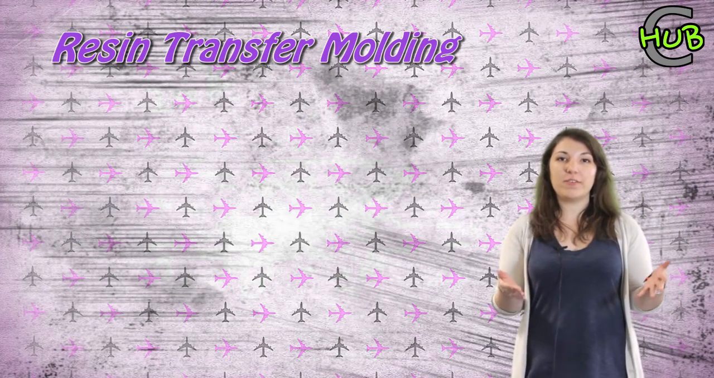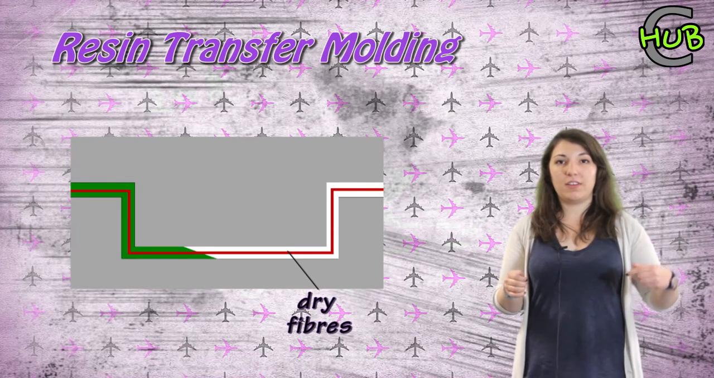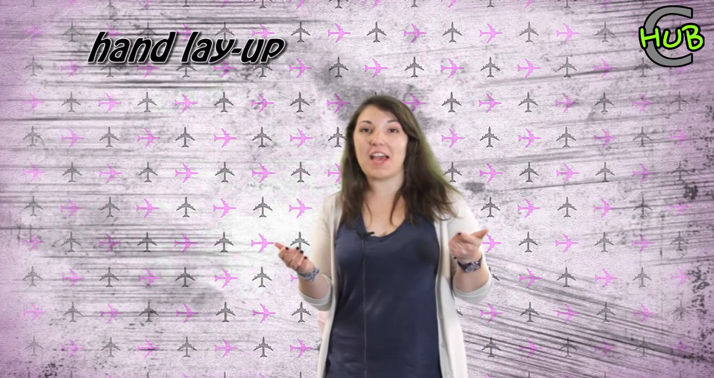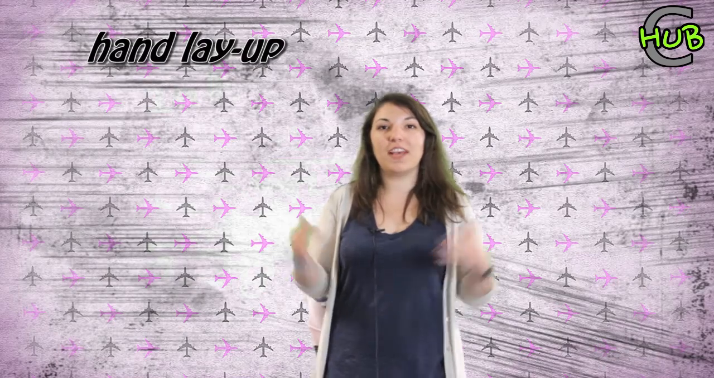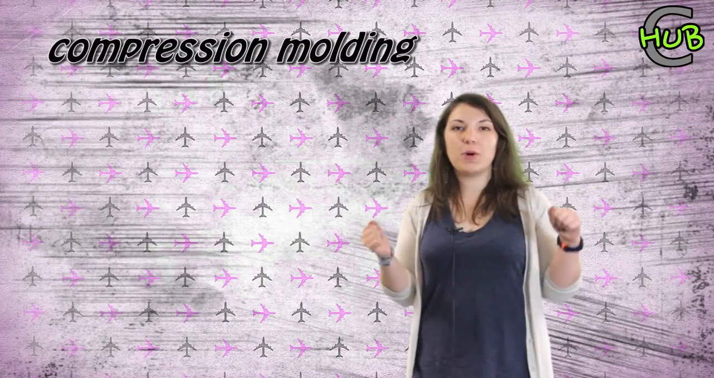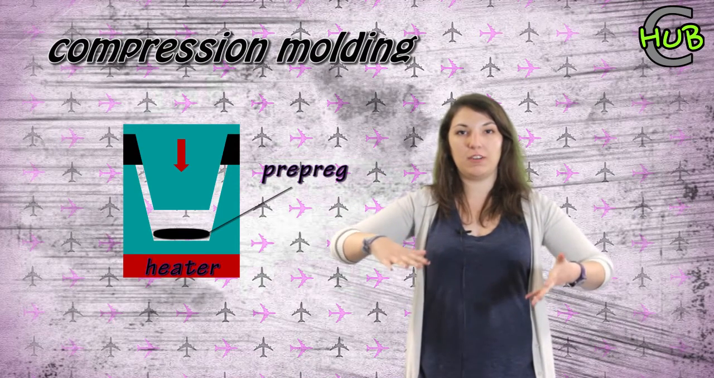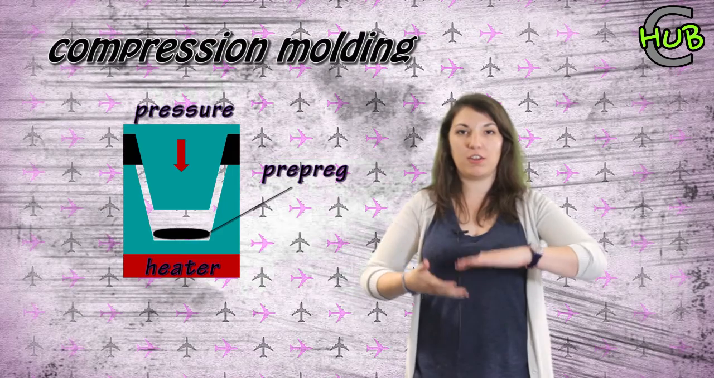In resin transfer molding, dry fibers are arranged inside a mold and the resin is either injected using pressure or pulled through using vacuum. As the name suggests, in hand layup, pre-preg are laid up and formed onto a surface mold using hands. In compression molding, the pre-preg material is first placed in an open heated mold and then pressure is applied to force the material to the desired shape.